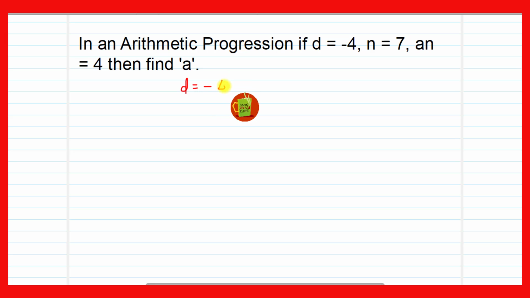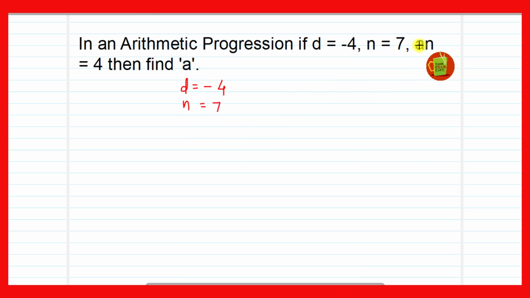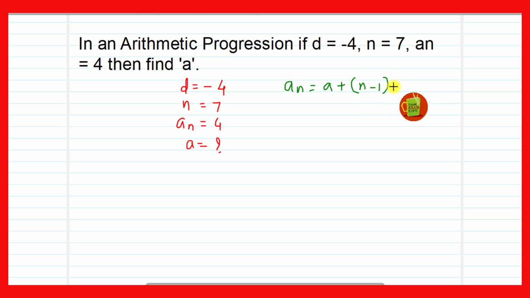In an arithmetic progression, if D is equal to minus 4, there is an arithmetic progression whose common difference is given as minus 4, and the number of terms n is given as 7, and an, that is the last term, is given as 4, and we have to find the value of a. Friends, here we know that an is equal to a plus into bracket n minus 1 into D. An is 4. So replace that value 4. A is what we have to calculate.